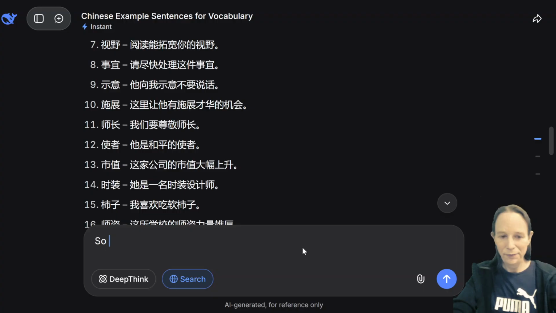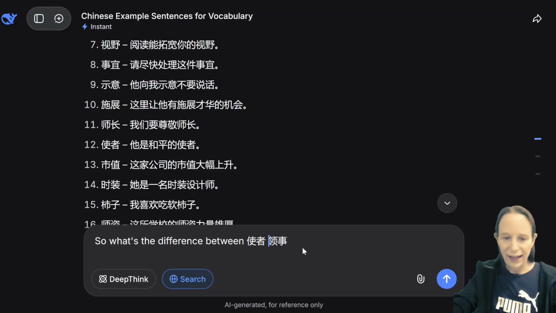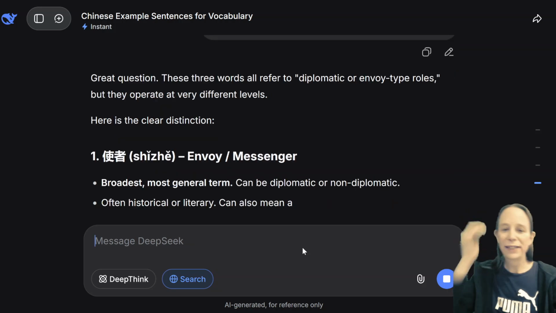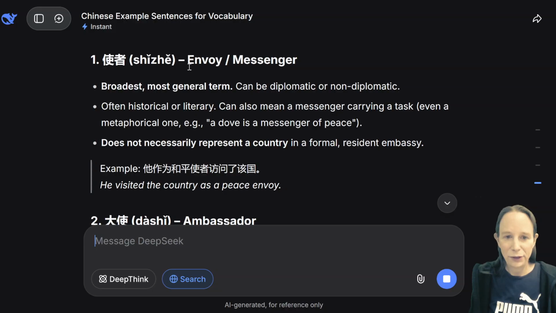And so what's the difference between 使者, 领事, and the other one, 大使? What's the difference between these three? Great question. Envoy type roles. 使者 can be diplomatic, non-diplomatic. Okay.